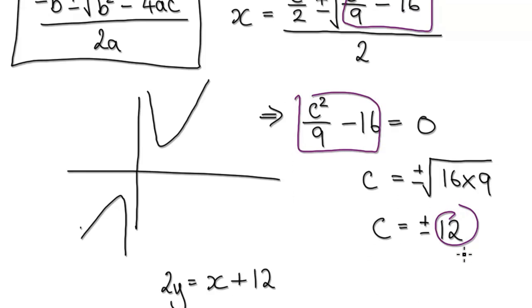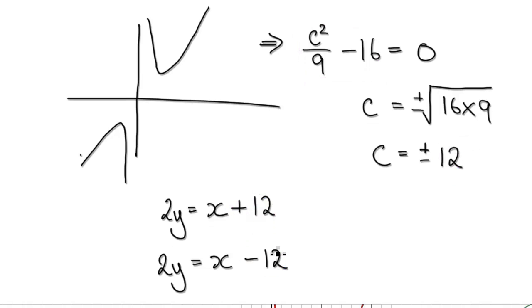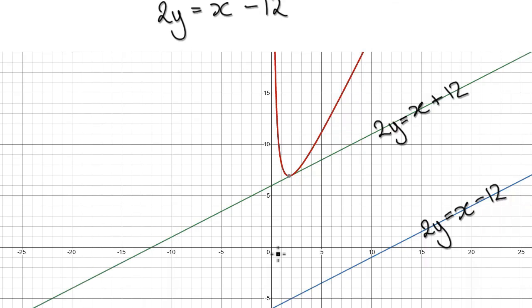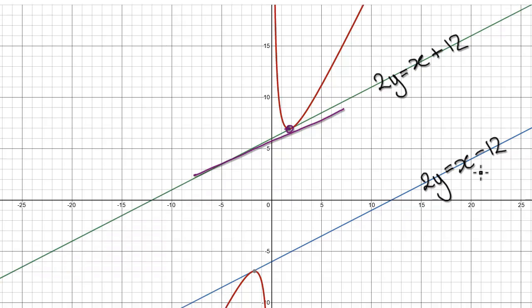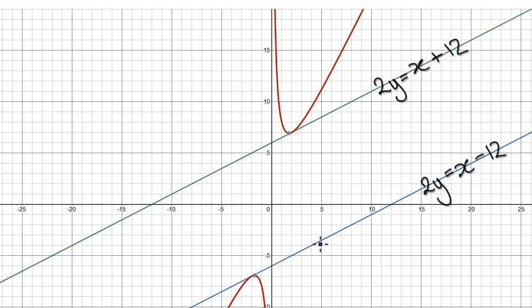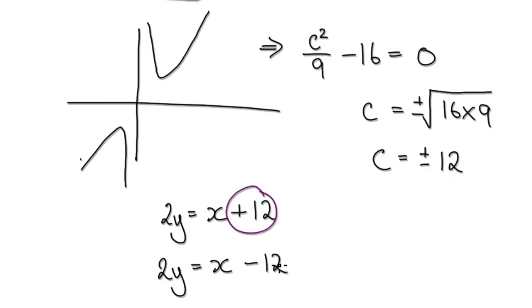So what that means is this. These are your two straight lines, plus 12 and minus 12. So I know you're not allowed decimals in your exam, but we are just revising. So if you get a graph plot and plot 2y equals x plus 12, that will then give you this. And then 2y equals x minus 12, that will then give you this tangent line here. So your c is really plus 12 and minus 12. Plus 12, minus 12. Okay?